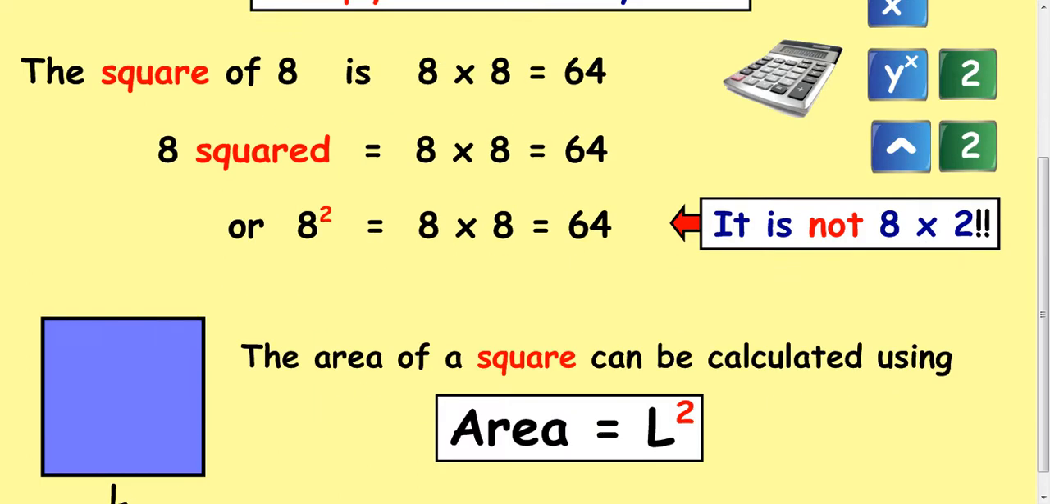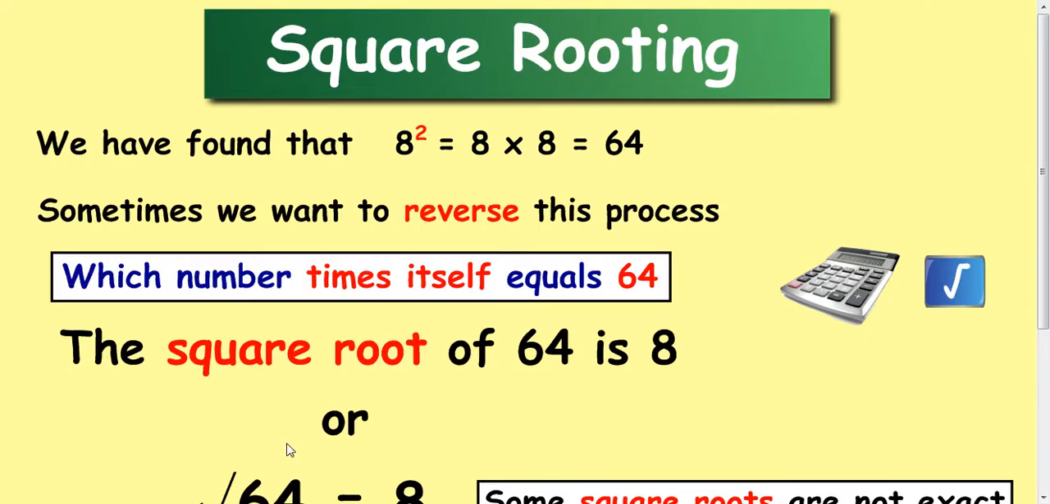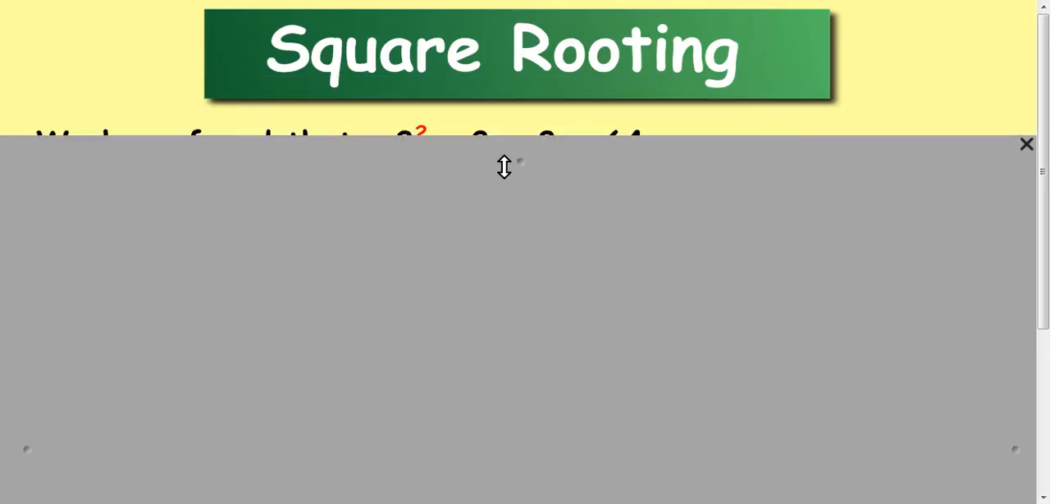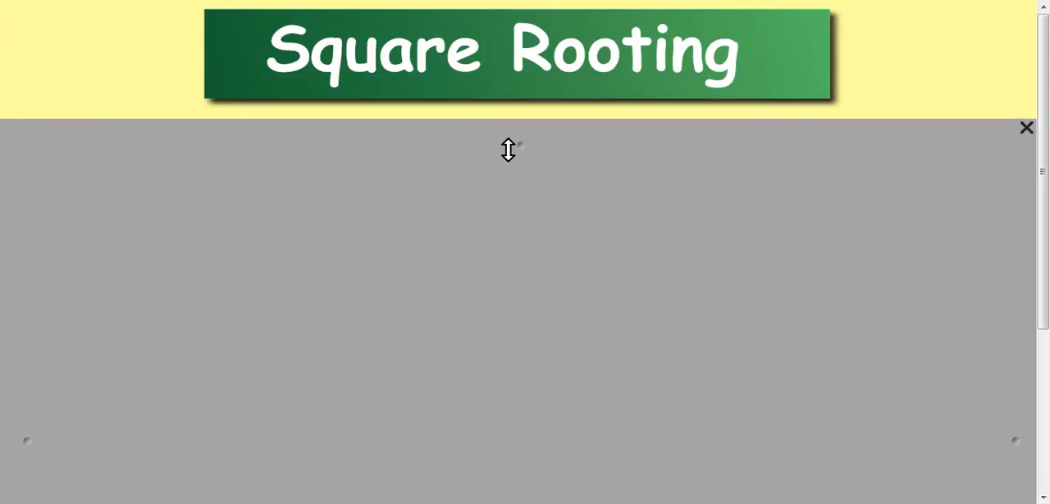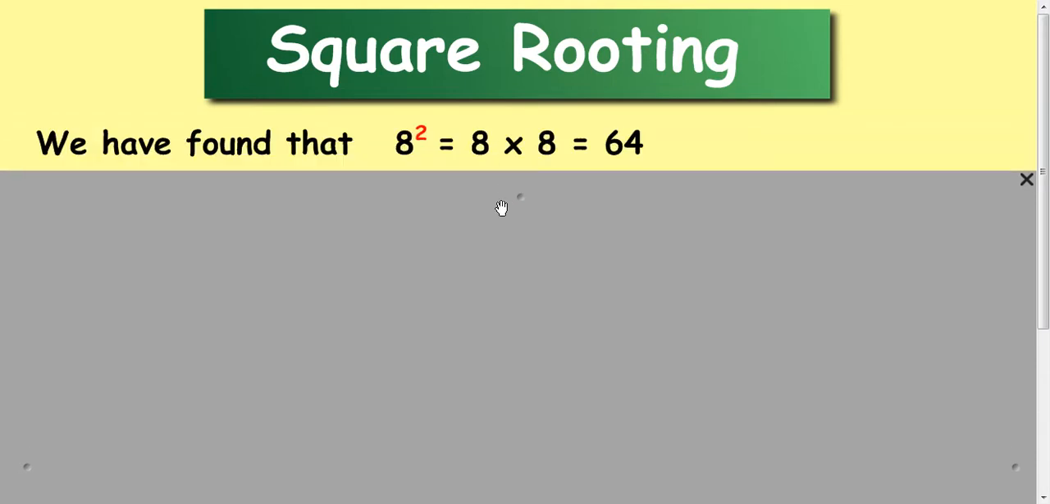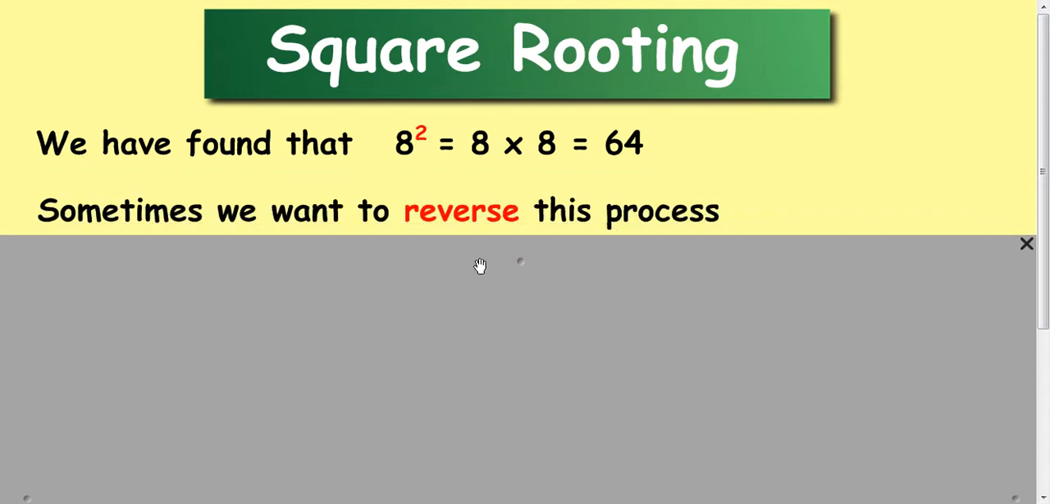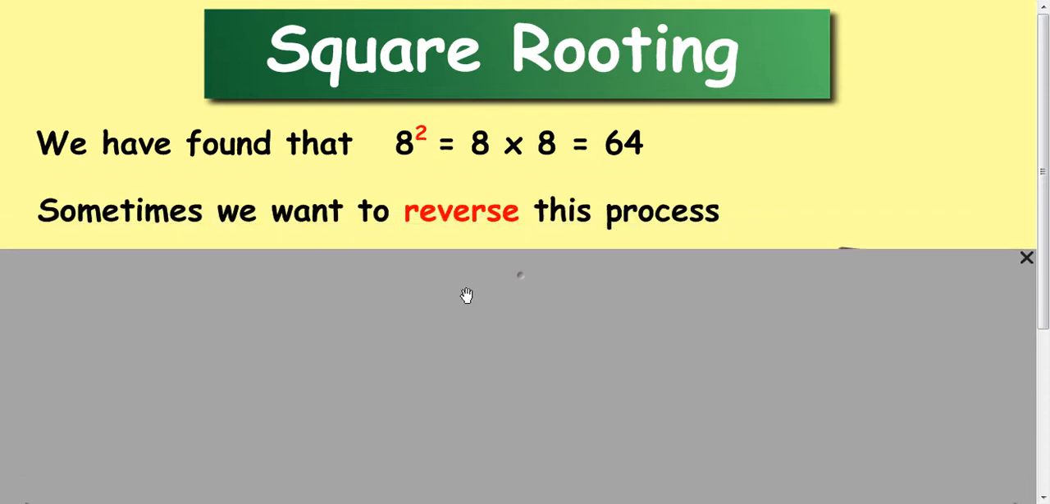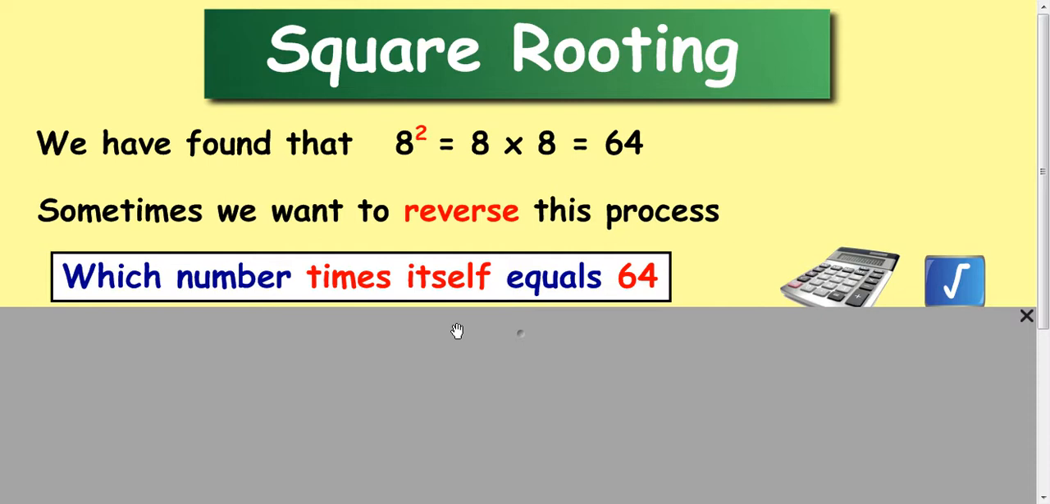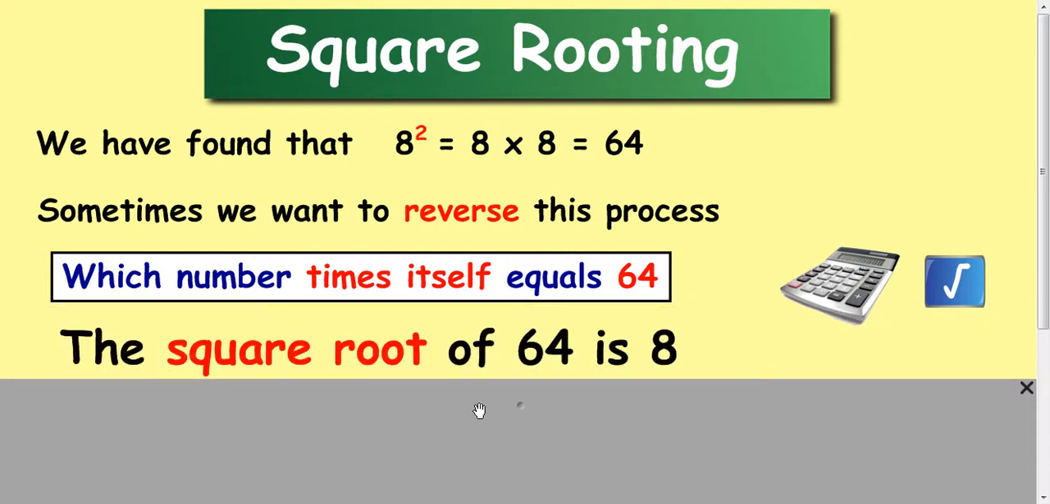Now in mathematics, there's usually inverse functions, and the opposite of squaring is something called square rooting. Just like the opposite of adding is taking away and multiplication is divide, the opposite of squaring a number is square rooting. So if you think of, again, 8 times 8 makes 64. If we want to reverse the process and think which number multiplied by itself equals 64, then this is really the square root of 64.